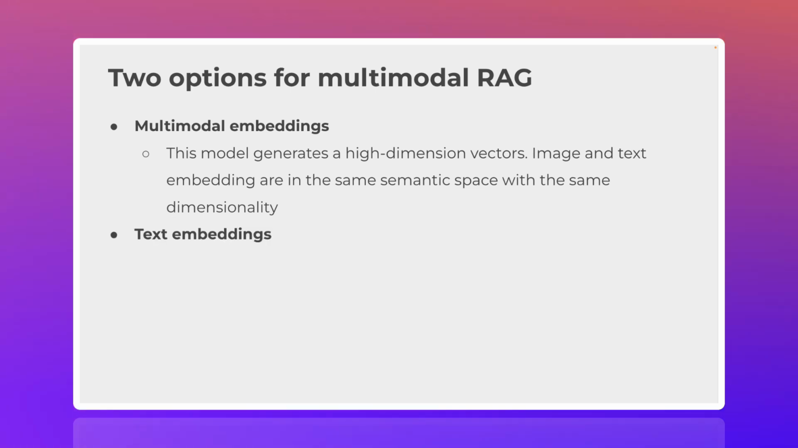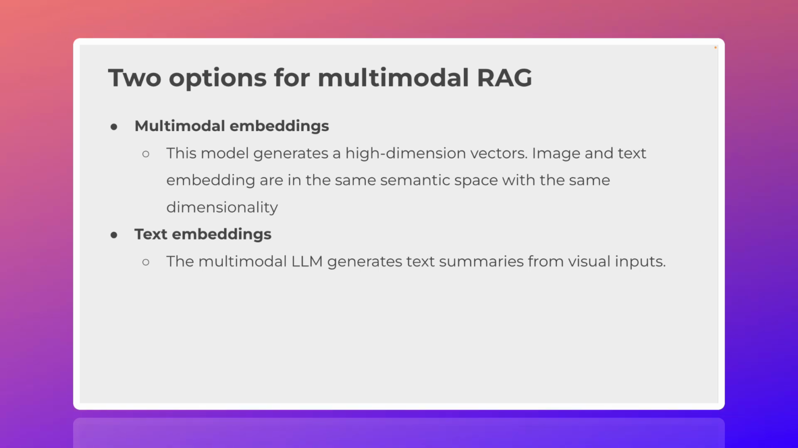Now, the other option is text embeddings. This is one that we are mostly familiar with, because that's the basics of embeddings essentially. So in this option, the system leverages a multimodal language model to generate text summaries for visual inputs like images or video frames, etc. These text summaries are then embedded and stored in the vector space, in this case in the vector store.